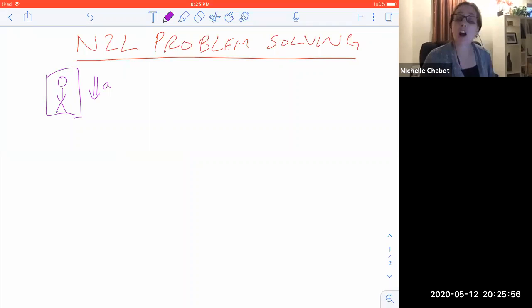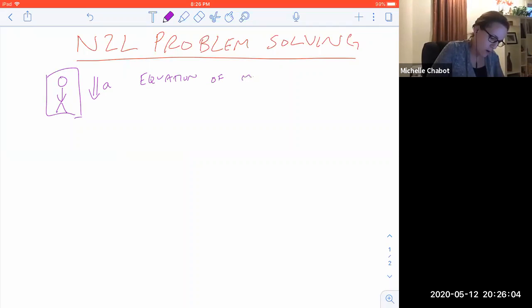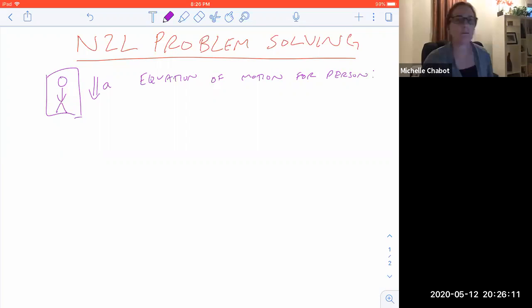Let's talk about the equation of motion for the person. So let's write down our equation of motion for the person. You have to isolate your object. Step 1, free body diagram. Isolate your object. Here we care about the person, not the elevator. So I'm going to isolate my object.